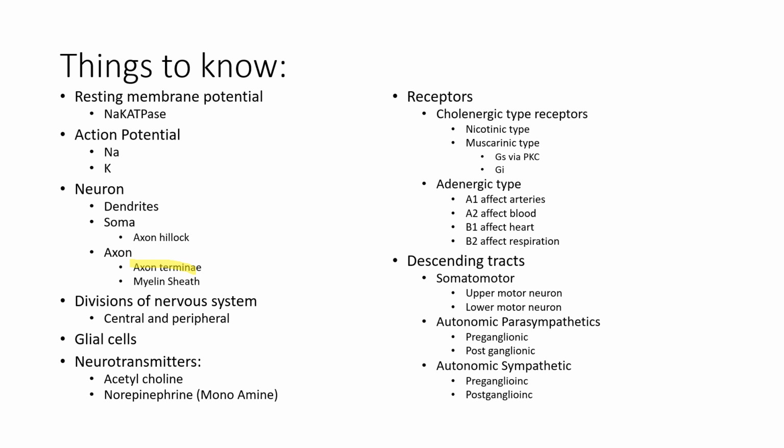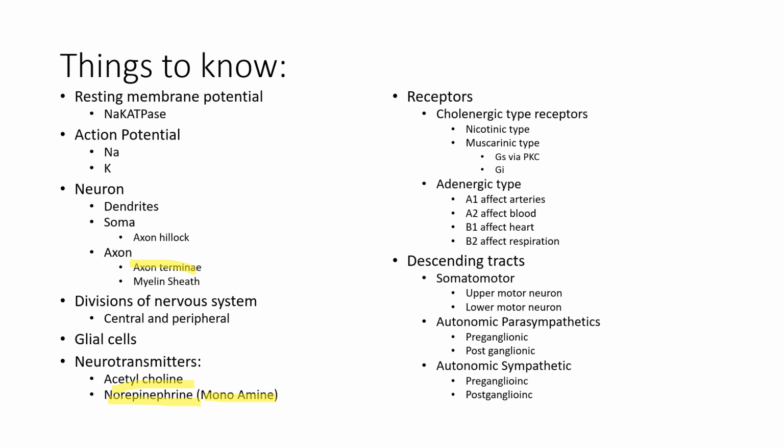I also talked about a couple neurotransmitters. There's more. Right now I talked about acetylcholine and norepinephrine. Norepinephrine is a monoamine, and you have a lot of other ones. Acetylcholine, if you notice, is a main excitatory in the peripheral. When we talk about central, you'll see a couple more.